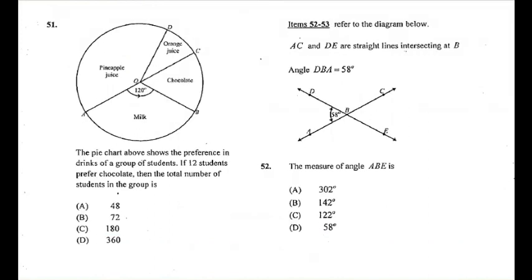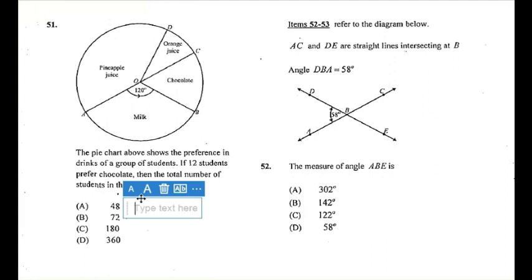51. The pie chart above shows the preference in drinks of a group of students. If 12 students prefer chocolate, then the total number of students in the group is. This was also worked on in the 2013 paper, so you can look in the description below and you will see the link to the 2013 paper.